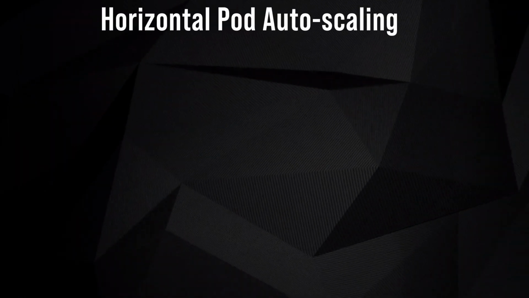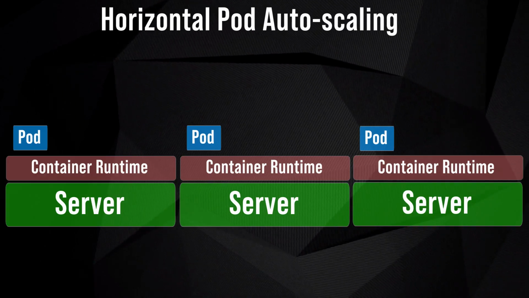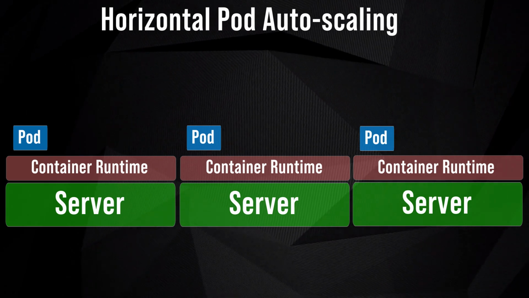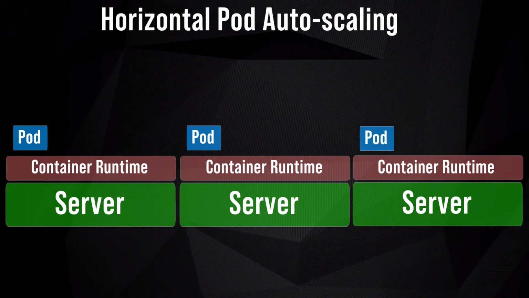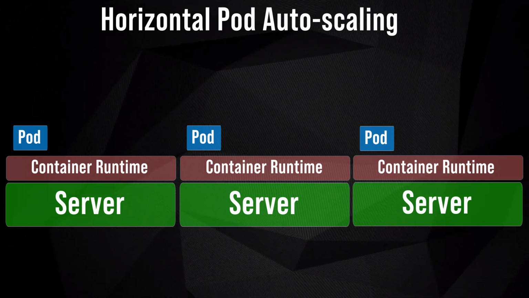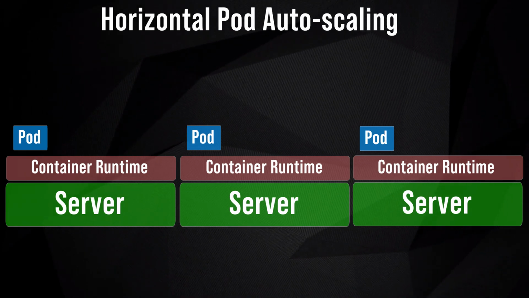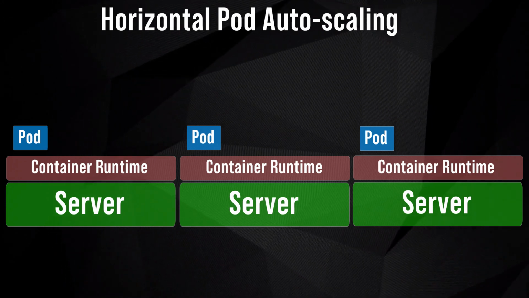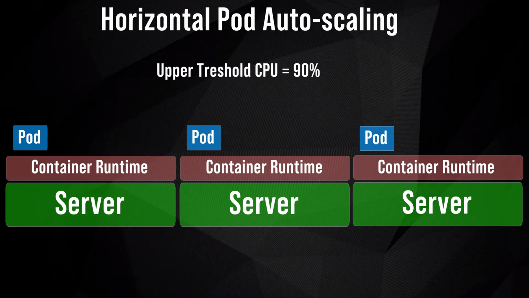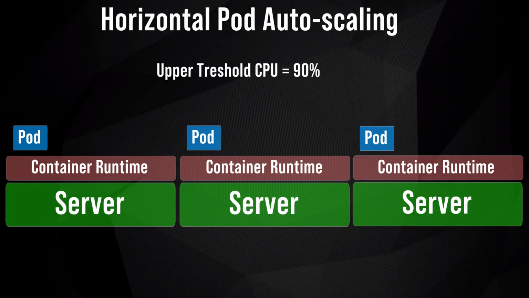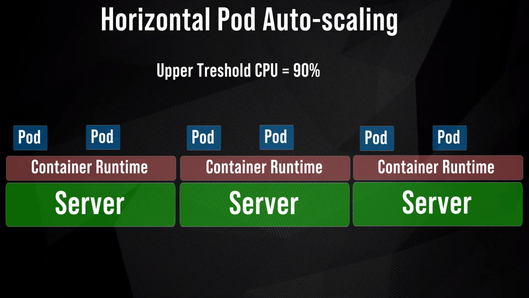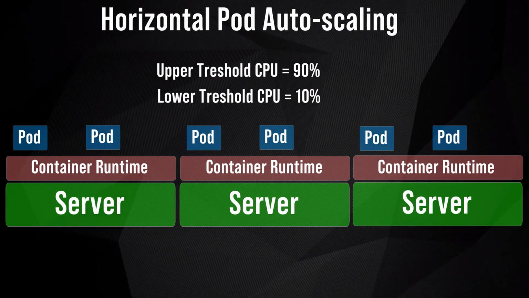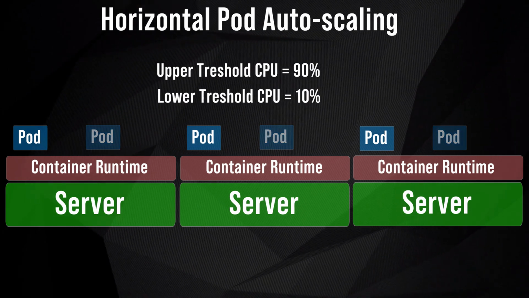Horizontal pod autoscaling. The Horizontal Pod Autoscaler, HPA, enables Kubernetes to automatically adjust the number of pods in a deployment or replica set based on observed metrics such as CPU utilization or other select metrics. It fetches metrics and compares them with the threshold values configured in the HPA. If the upper threshold is exceeded, for example if we configure a threshold of 90%, the HPA triggers an increase of pod replicas. The opposite happens when we configure a lower threshold, for example 10%, which will be used to decrease the number of pods.